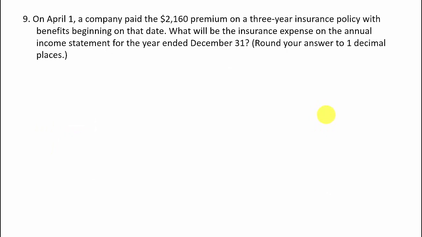So our next question, number 9. On April the 1st, a company paid the $2,160 premium on a 3-year insurance policy with benefits beginning on that date. What will be the insurance expense on the annual income statement for the year ended December 31st? And we're supposed to round the answer to one decimal place.